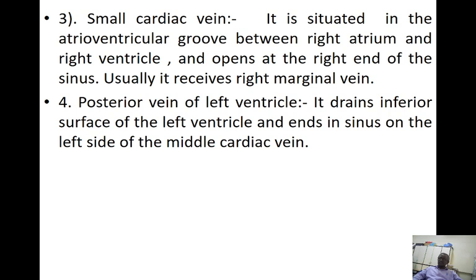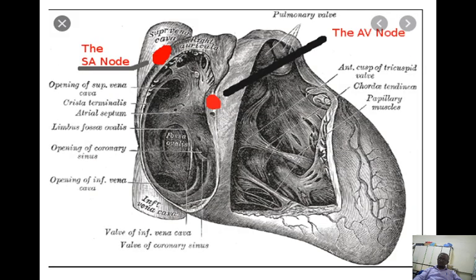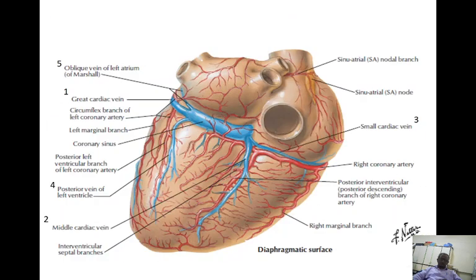Posterior vein of the left ventricle. It drains the inferior surface of the ventricle and ends in the sinus on the left side of the middle cardiac vein. The posterior vein of the left ventricle is joining the sinus just to the left of the middle cardiac vein. The posterior vein of the ventricle is joining the lower part of the left ventricle and joining the coronary sinus.